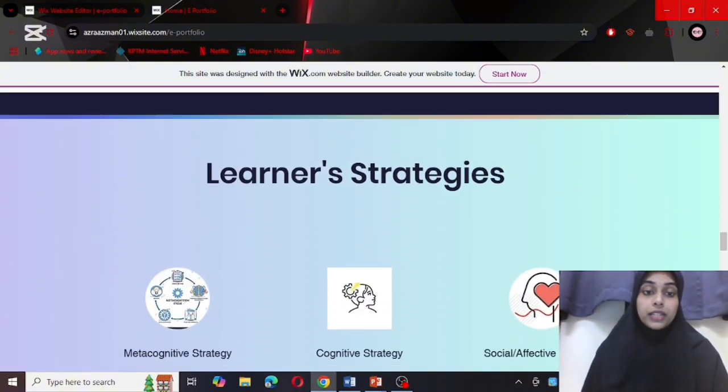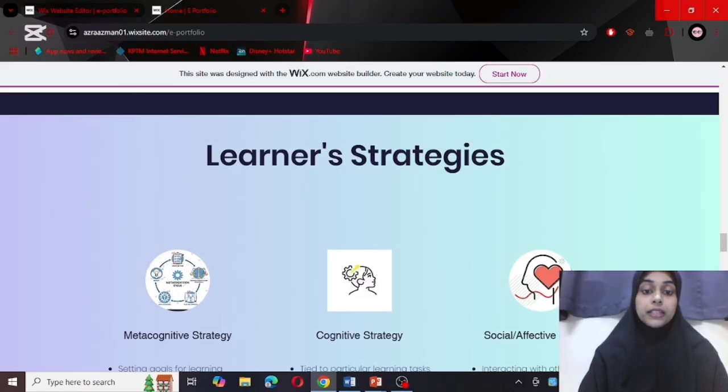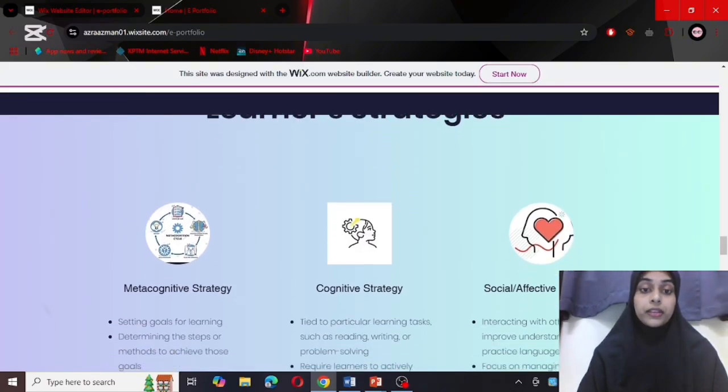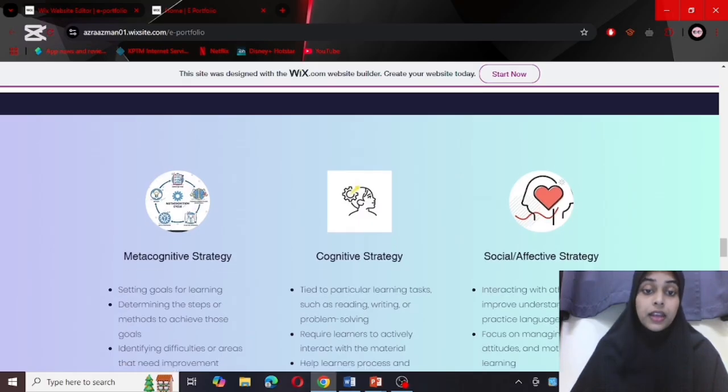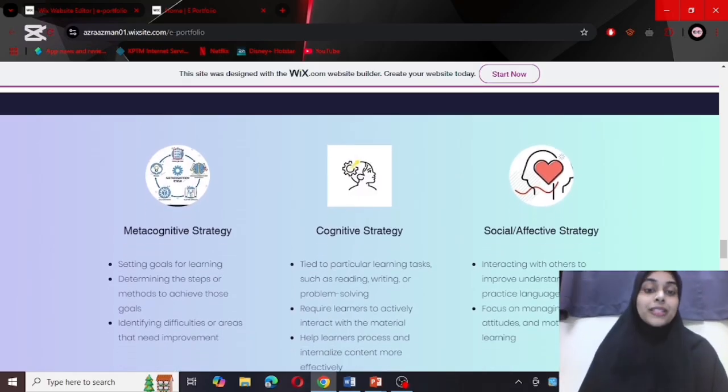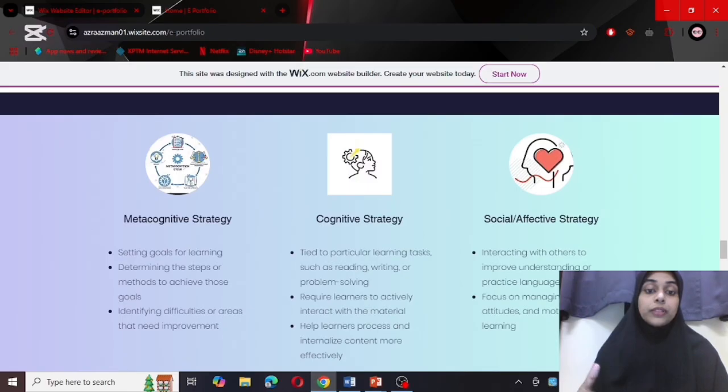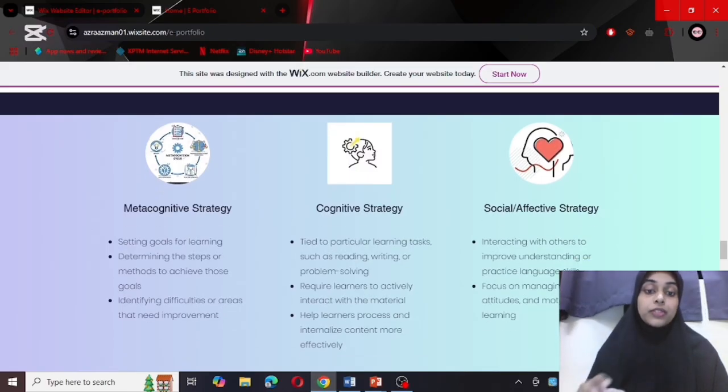So moving on to the next one, the learner's strategies. I've got three here. The first one is metacognitive strategy. Metacognitive strategy is about setting goals for learning. For example, a student might decide to improve their skills within a month. So they will determine the steps or methods to achieve these goals. This could mean creating a study schedule or using specific resources like practice books or online tools.